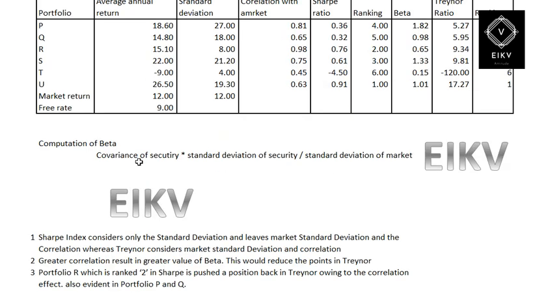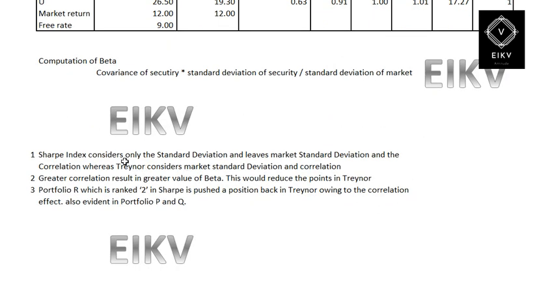So here we have the computation of beta formula. Computation of beta would be covariance of the security multiplied by standard deviation of the security divided by standard deviation of the market, as we have discussed. Then we have some inference. Sharpe ratio considers only the standard deviation and leaves out the market standard deviation and the correlation, whereas Treynor ratio considers market standard deviation and correlation.